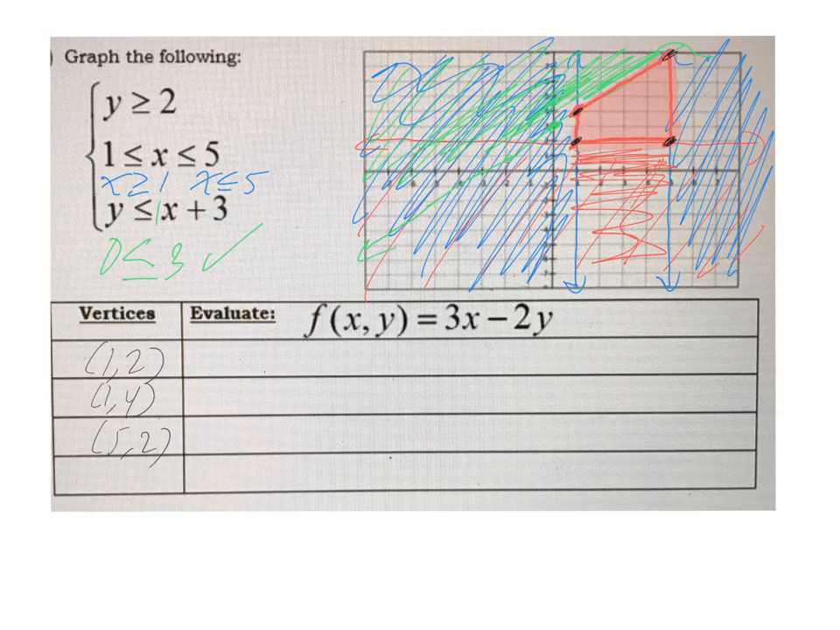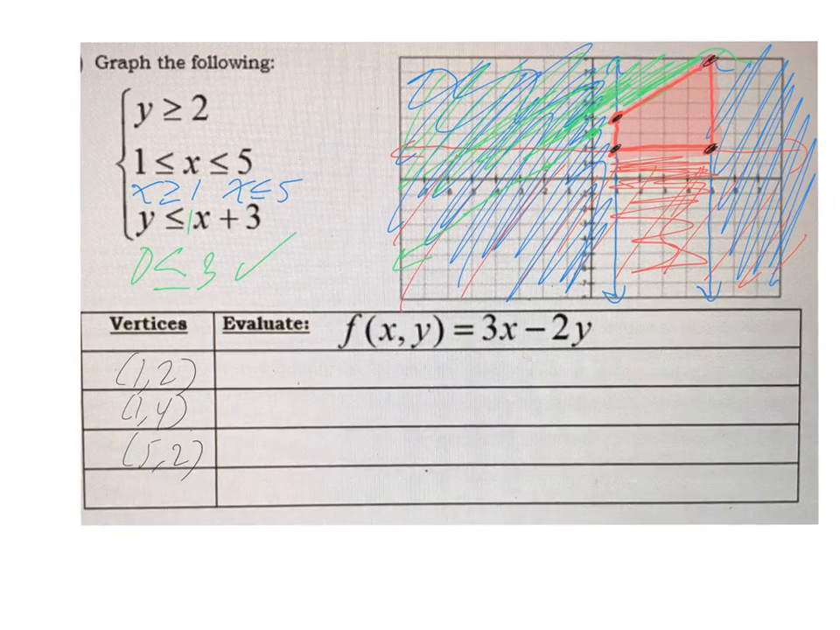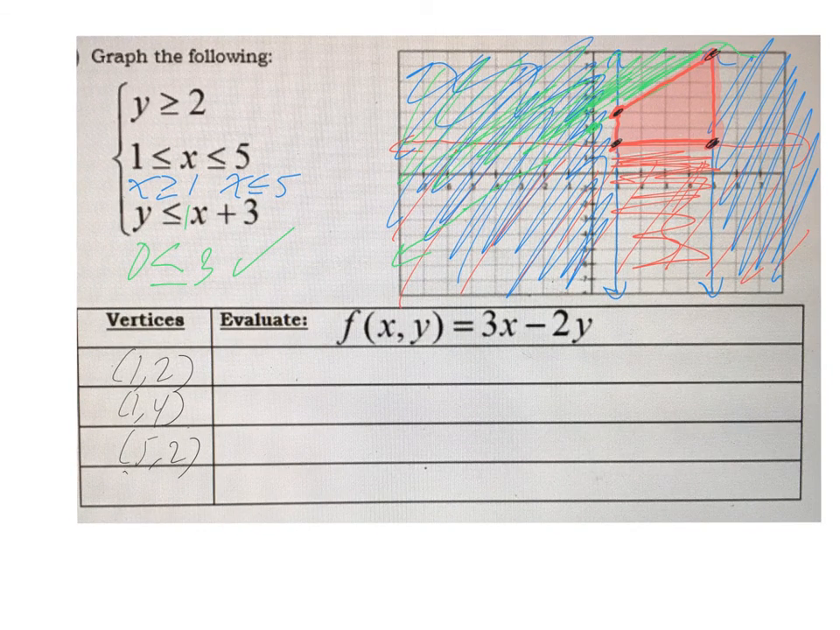So there's 5, 2. And then the one up here looks like it's at 5. It's a little hard to read on that graph. Maybe if we just zoom in. Well, it's still a little blurry, but hopefully your graph is clearer than that. Looks like it's at 8. So that's at 5, 8. And now lastly, we're going to evaluate for the objective function.